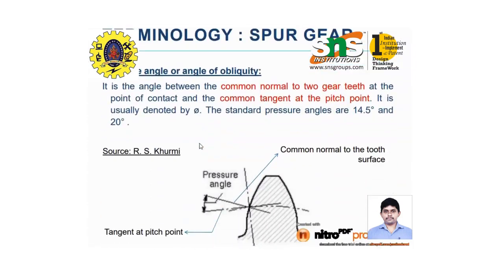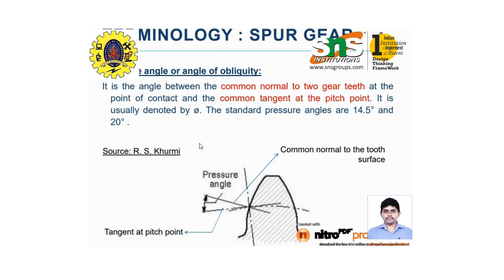Here we commonly use the term pressure angle, sometimes called the angle of obliquity. It is the angle between the common normal to the two gear teeth at the point of contact and the common tangent at the pitch point. One is the common normal to the two gear teeth, and the second is the common tangent at the pitch point.